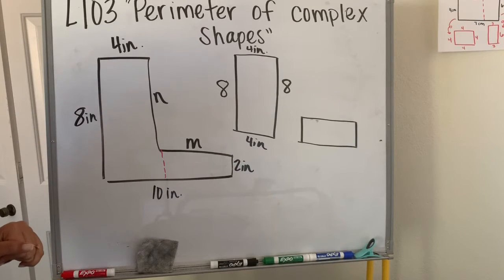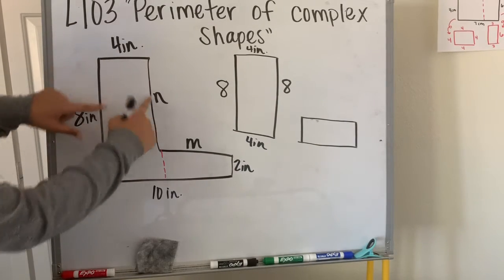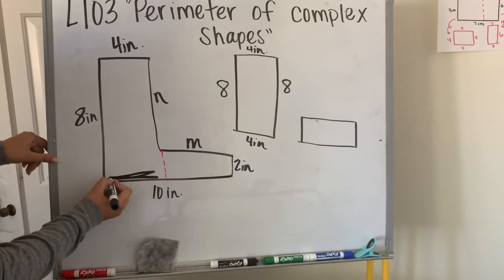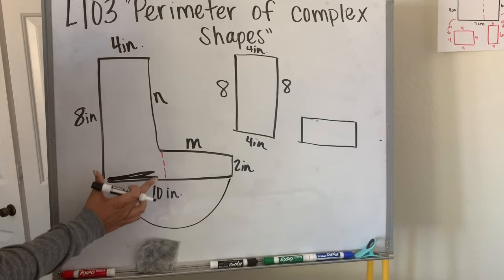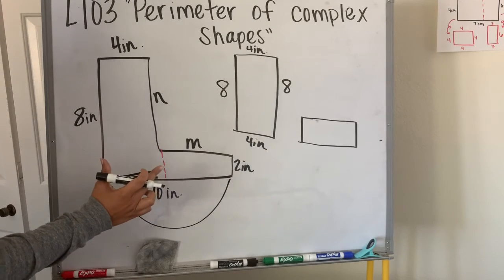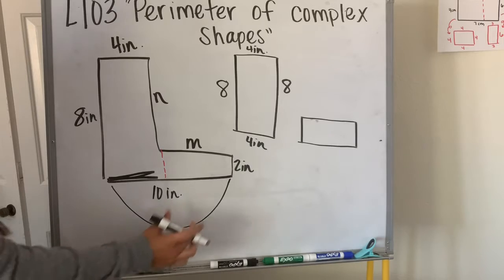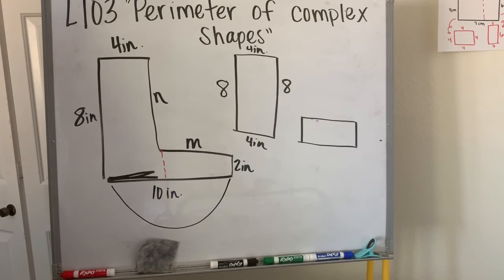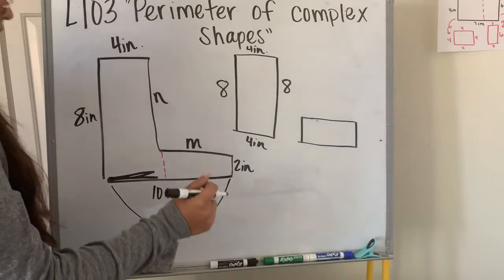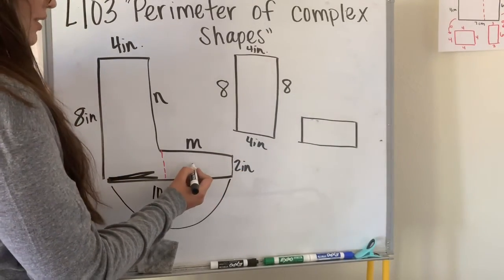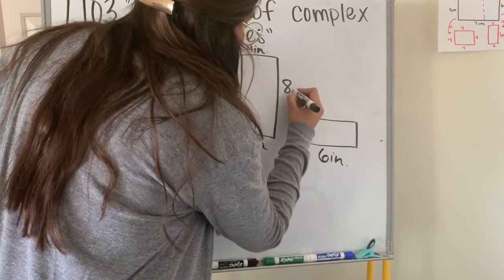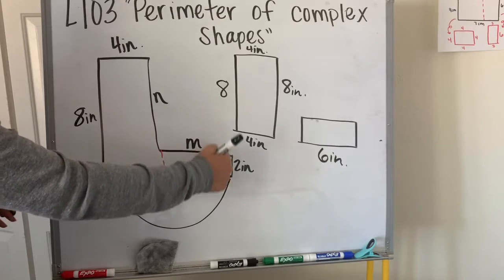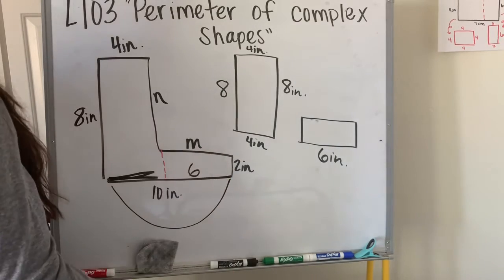So how did I get that 4? Well, again, this 4 here is going to be the same 4 down here. This entire base is 10. But this small section is 4. So if this small section is 4, what does that mean that this section is going to be? It's going to be 6. So I'm going to plug my 6 inches in over here. And I know that this small height right here is 2.